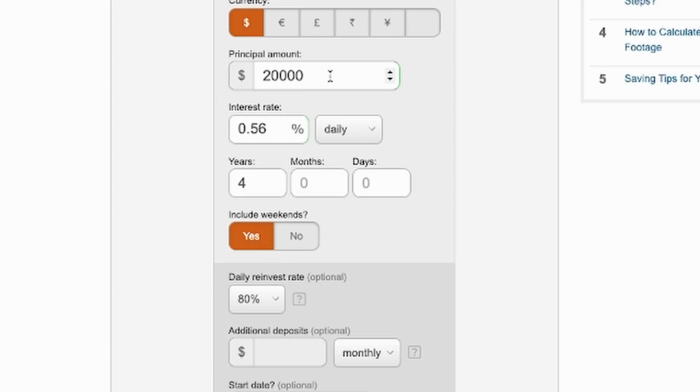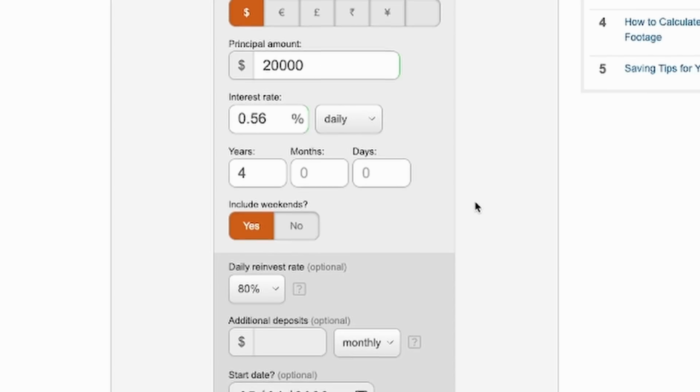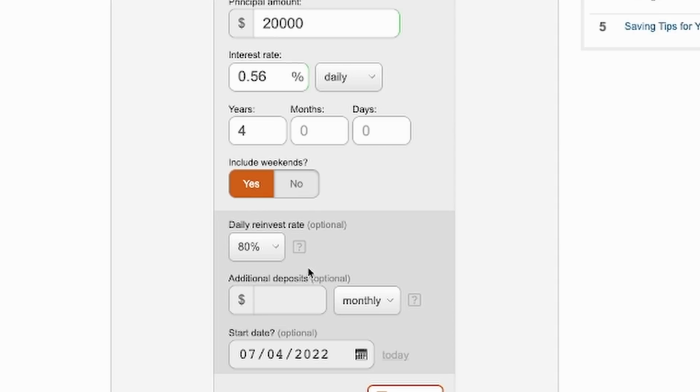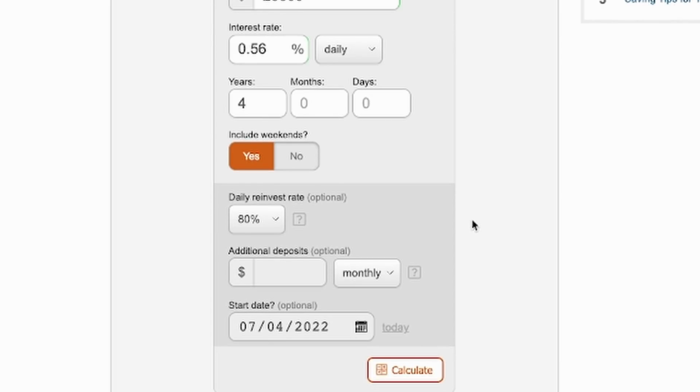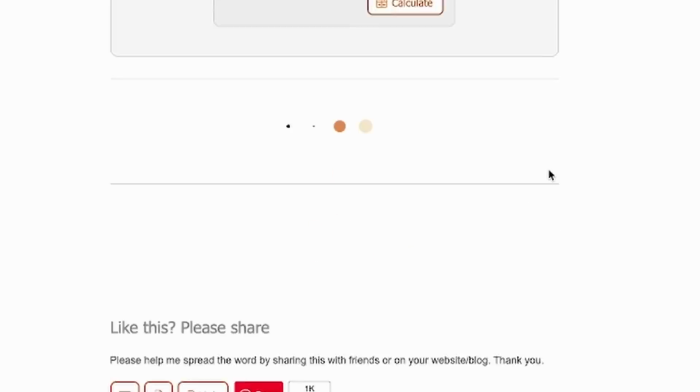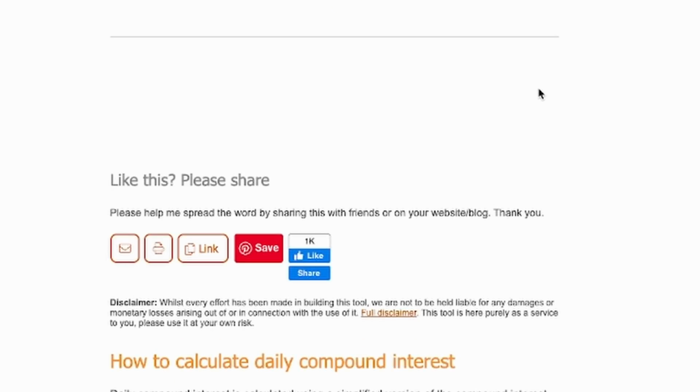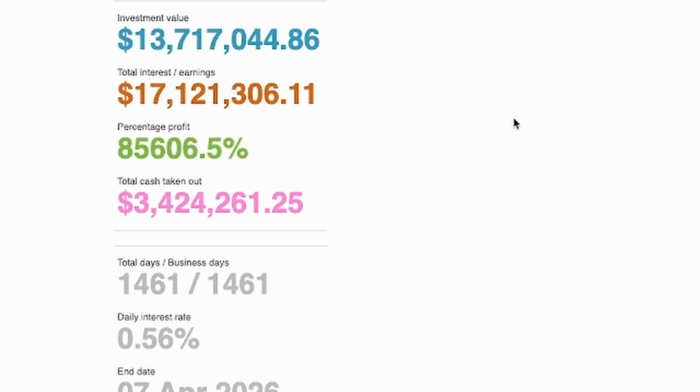So $20,000 in, earning 0.56% daily, and this is compounding, includes weekends. And initially, if we wanted it to be faster and get better results, we would obviously reinvest 100% until we get to that desired amount. But we're just going to start off showing 80%, and it's a little bit slower, but we'll get there. So if we click on calculate and scroll down here, we'll have a look.